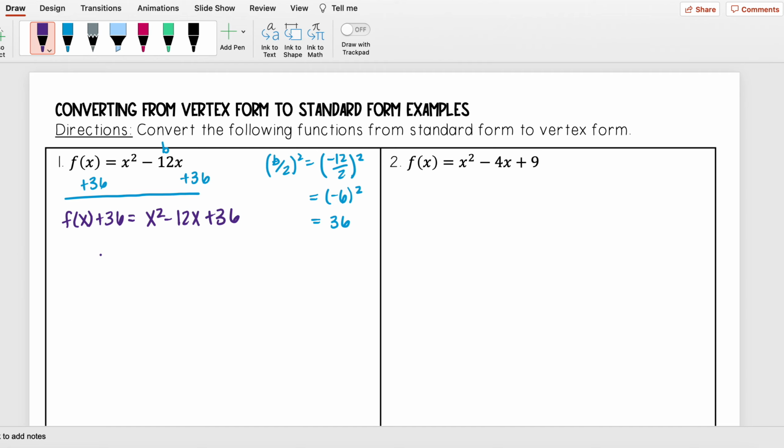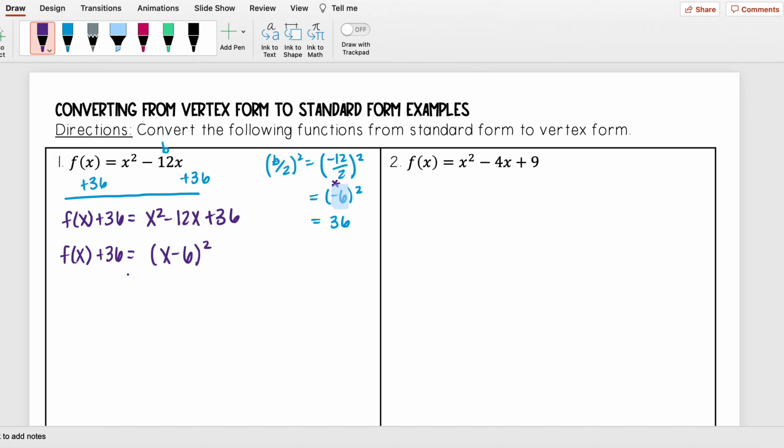And now my third step is I want to factor this right-hand side. So you could go through the steps of looking for what two numbers multiply to 36 and add to negative 12. But a shortcut is always just going to be the number that's right here, my negative 6. And so you'll find when you factor this right-hand side, you're going to get (x minus 6) squared.